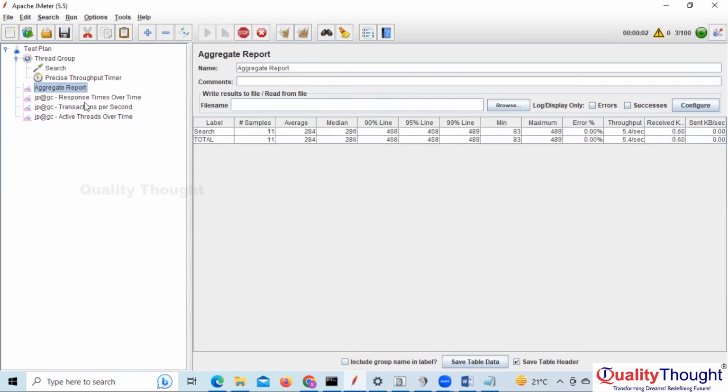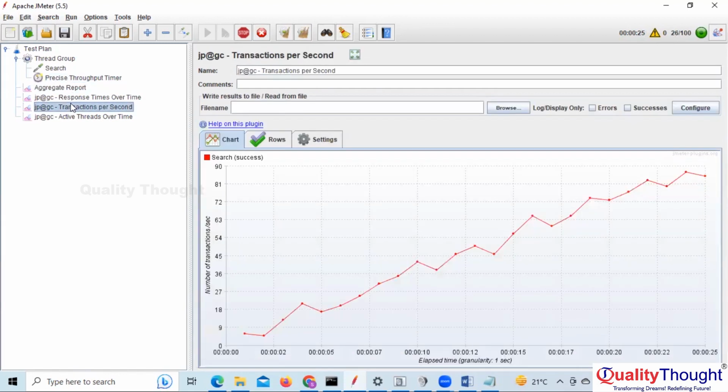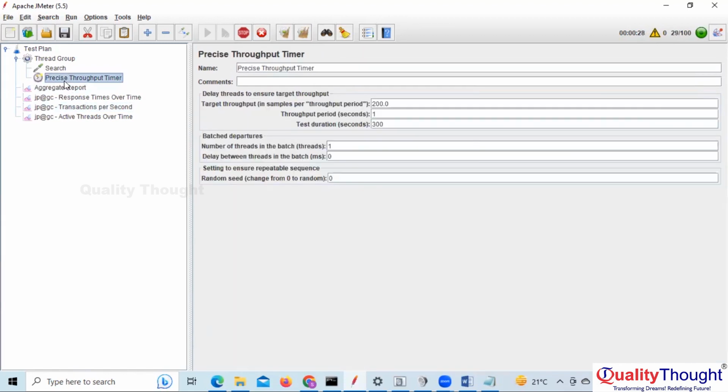Because I'll go to the detailed topic now. This is the basics of how you calculate the users using Little's law. Whenever you don't get the requirement from the client, like with how many users you need to run the test, you need to calculate the number of users like this. You can ask me if you have any doubts. Now I gave the precise throughput timer, so it will try to achieve only 200 per second.